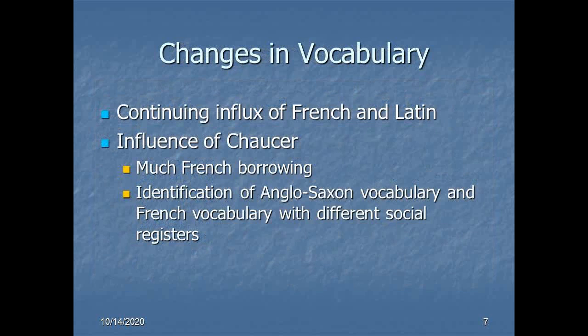As you might expect, the principal influence, the principal characteristic of vocabulary change in Middle English is the influx of words from French and Latin. We've already talked about this a fair bit. Within this context, one of the most important influences is actually the poet Geoffrey Chaucer. So a little bit of history here.